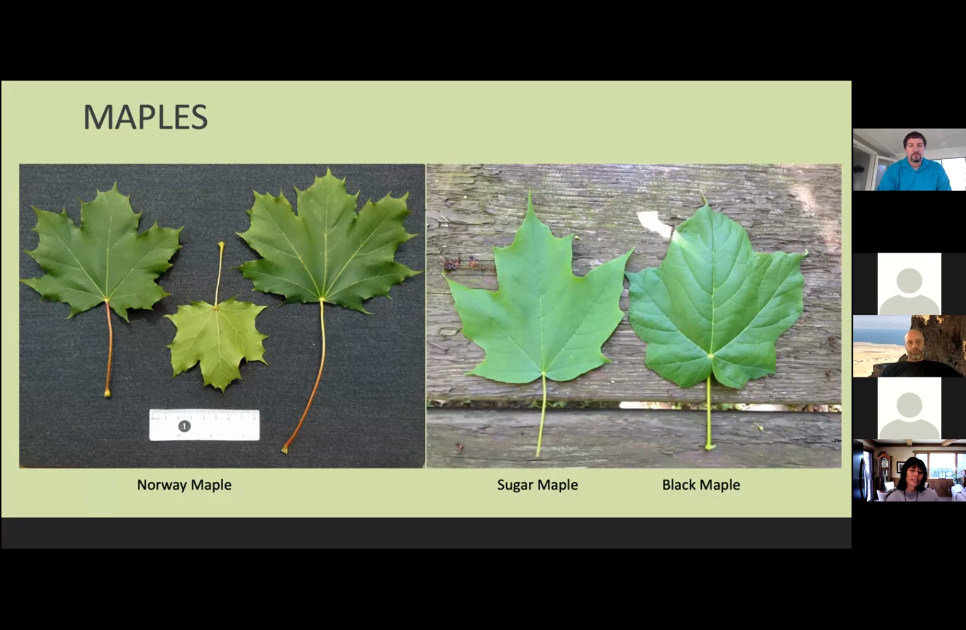So you also have the sugar maple and the black maple. The black maple is not very common. I know those leaves sort of look similar, but if you see something that kind of looks like that, odds are you've got a sugar maple. I only know of a few black maples where I'm at, and we have a lot of sugar maples all over the place.